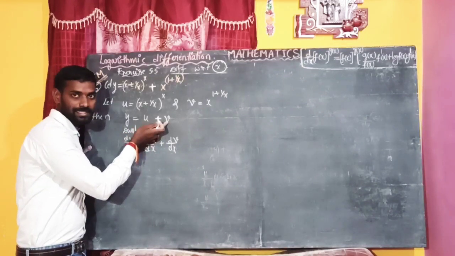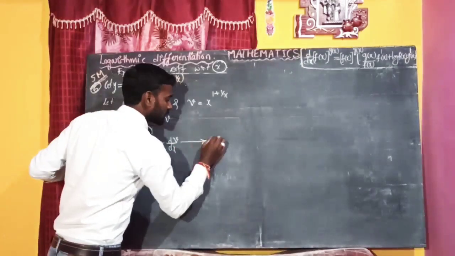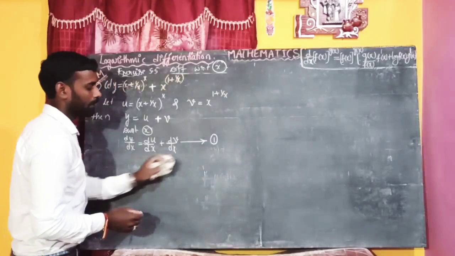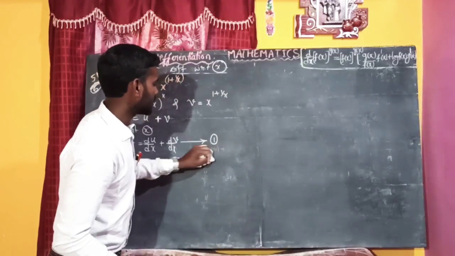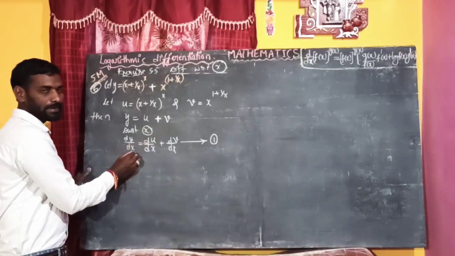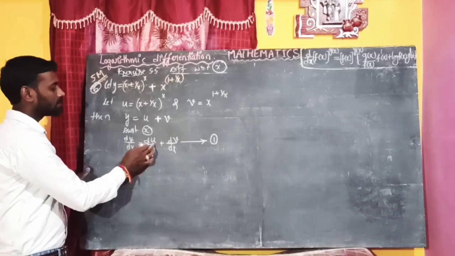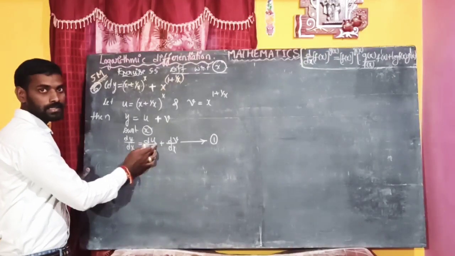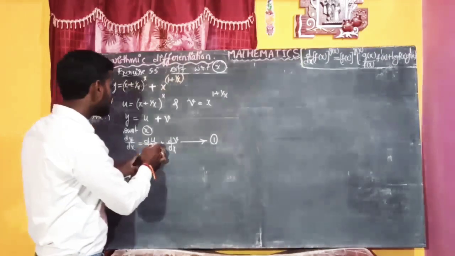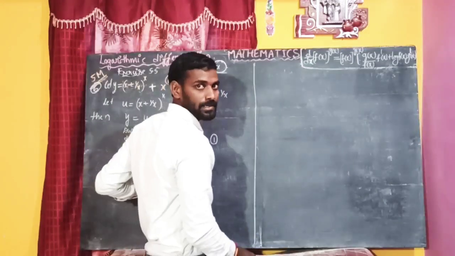Derivative of v with respect to x means d by dx of v. Okay, let us call this function equation number 1. Now, to find dy by dx, that is the derivative of the above function, first find the derivative of u, that is d by dx of u. To find d by dx of u, we have to differentiate u with respect to x, right?